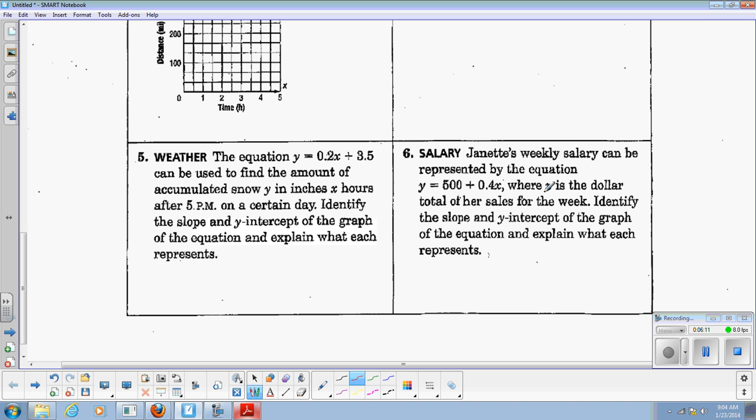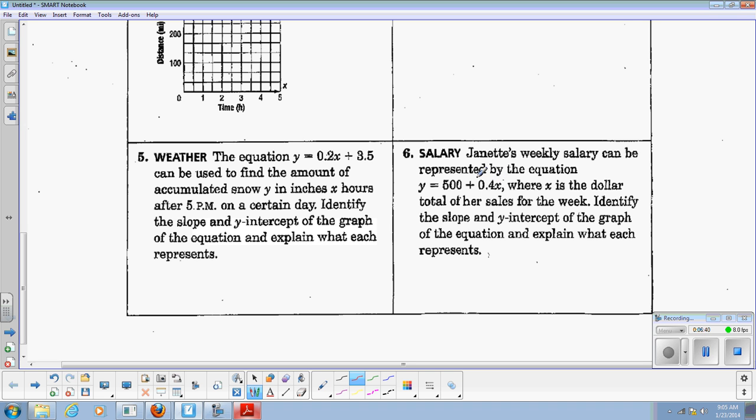And then number 6, Jeanette's weekly salary can be represented by the equation y equals 500 plus 0.4x, where x is the dollar total of her sales for the week. Identify the slope and y-intercept of the graph of the equation and explain what each represents. So now what is $500? You've had problems like this already, where we talked about a certain amount of a salary plus 0.4 x. This is actually how commission works.